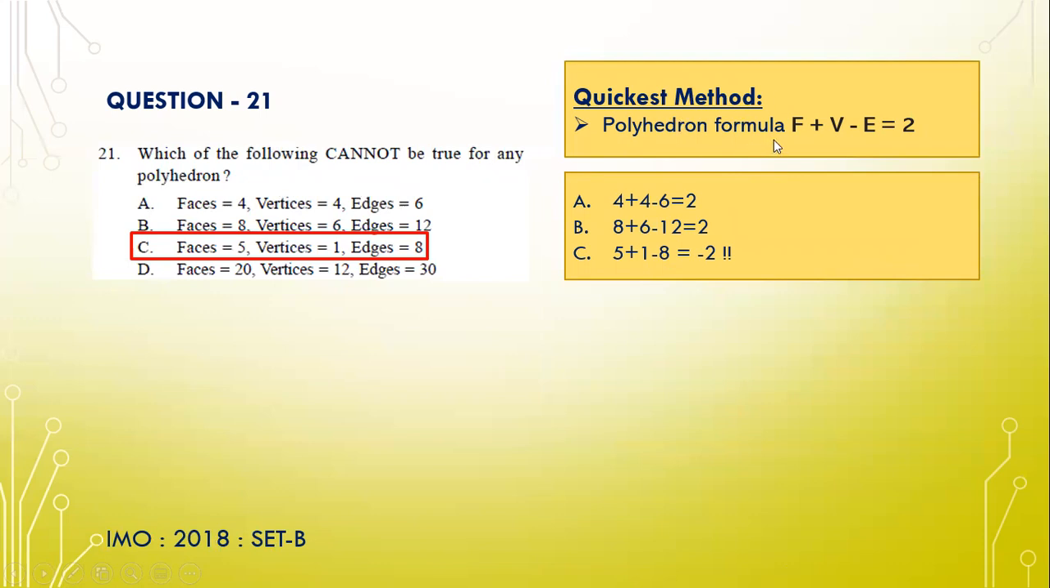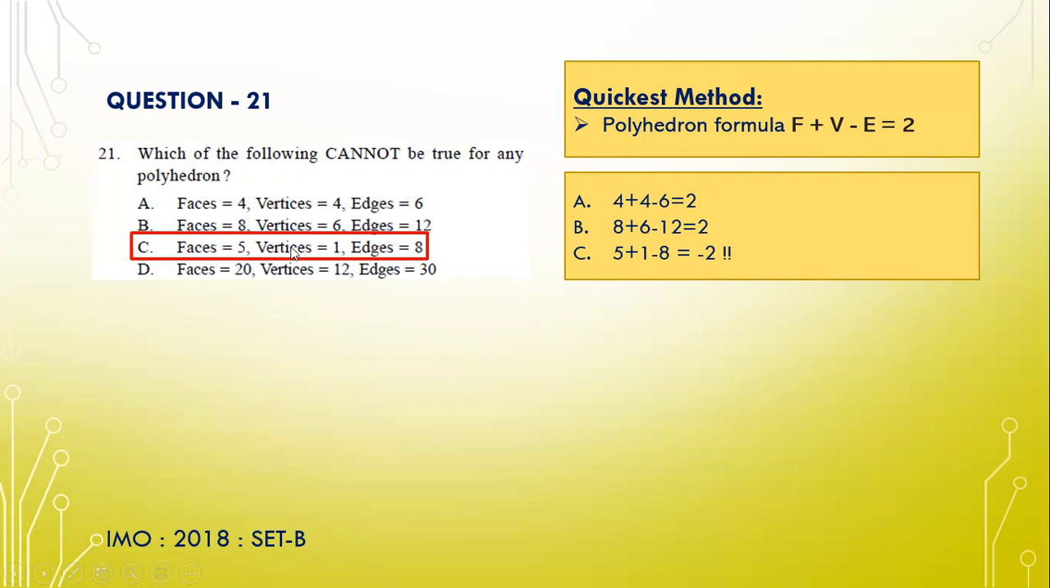Okay, which of the following cannot be true for any polyhedron? So polyhedron formula, faces plus vertices minus edges is true, isn't it? You take any polyhedron, the formula is this: number of faces plus number of vertices minus number of edges is equal to 2. The first one, 4 plus 4 minus 6 is 2. Correct. 8 plus 6 minus 12 is 8 plus 6 is 14 minus 12 is 2, which is B is also correct.